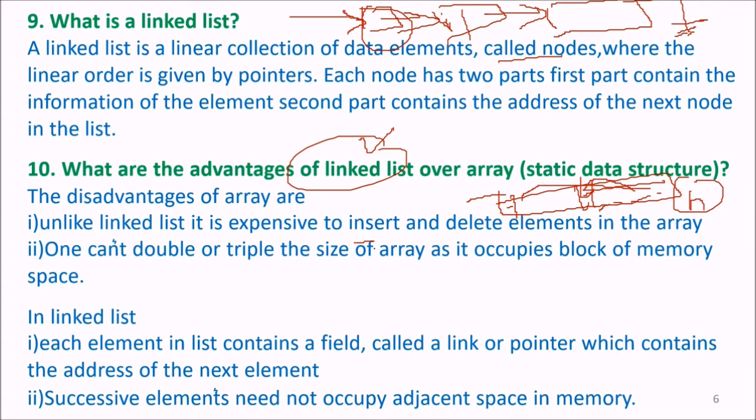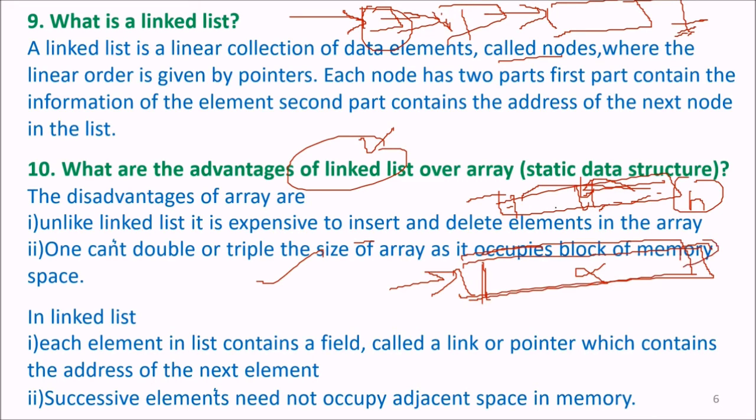One can't double or triple the size of an array as it requires a block of memory space. And this is about memory, because it is really a concern: are you assigning enough space for the array? If you have fewer elements, the memory will be wasted. If you are assigning less memory, then you will find overflow again and again.